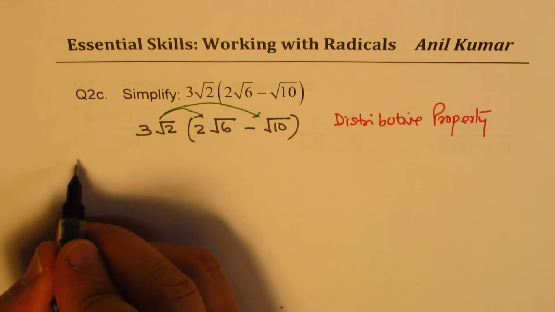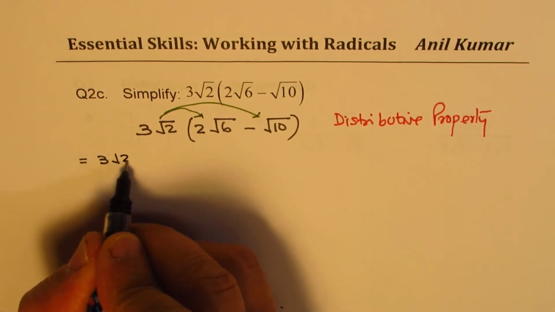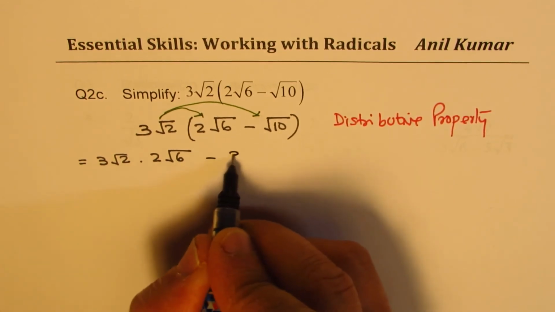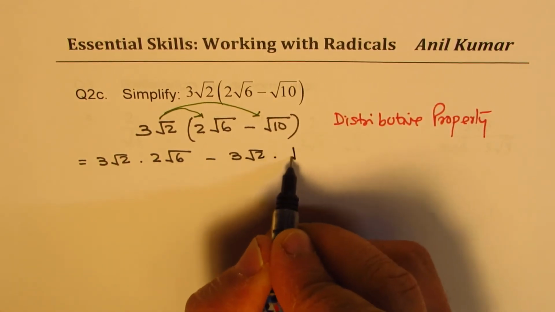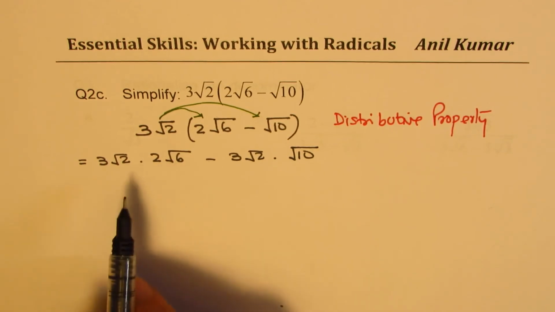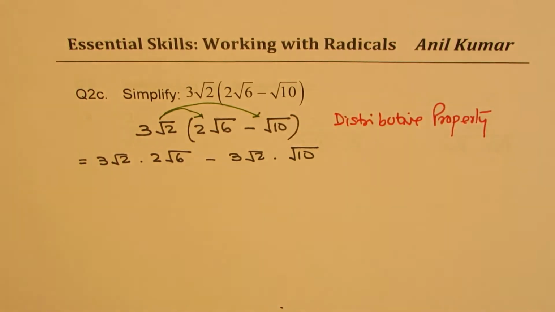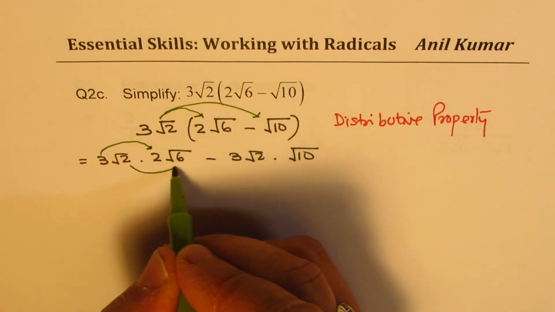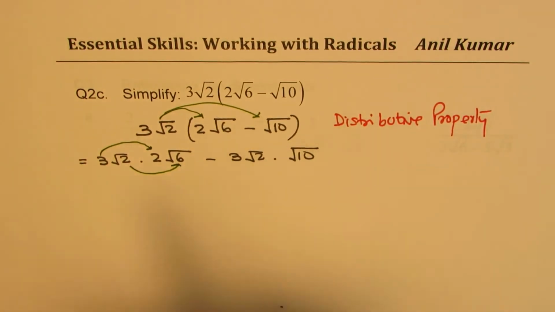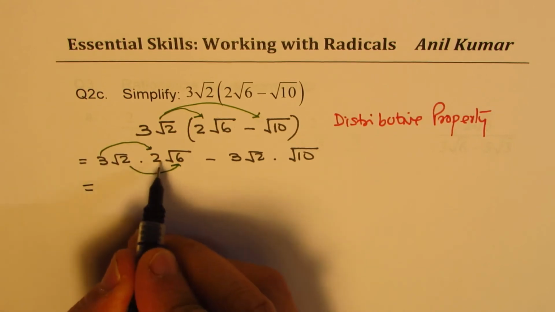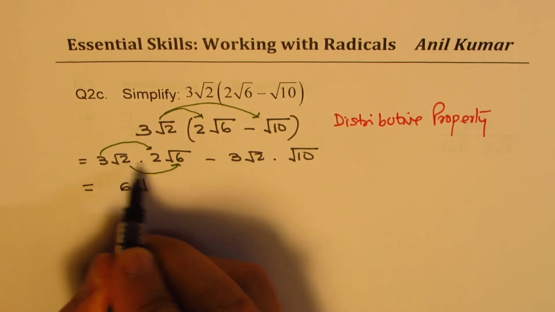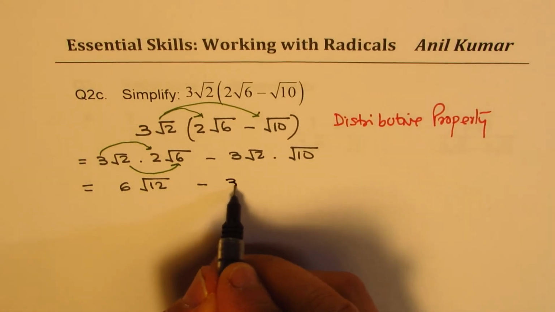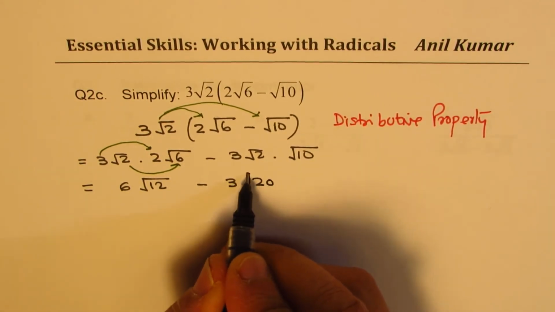Okay, so this is equal to 3 square root 2 times 2 square root 6. So dot is times, okay? Minus 3 square root 2 times square root of 10. So when you multiply, the numbers get multiplied with the numbers and the things within the radical get multiplied with each other. So that is how we do it. So 3 times 2 is 6 and within the square root 2 times 6 we get 12, minus. Here it is just 1, so it is 3, but within the square root you get 20.